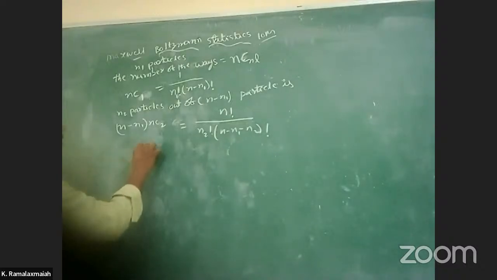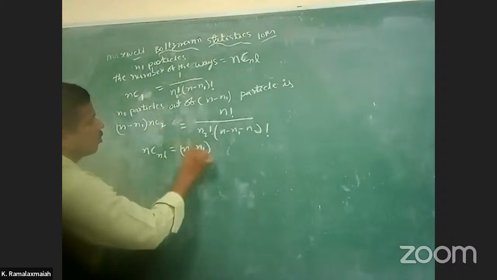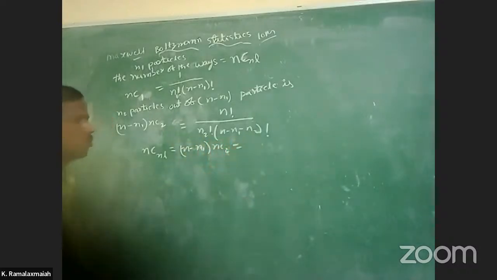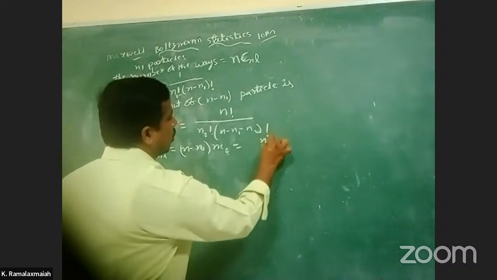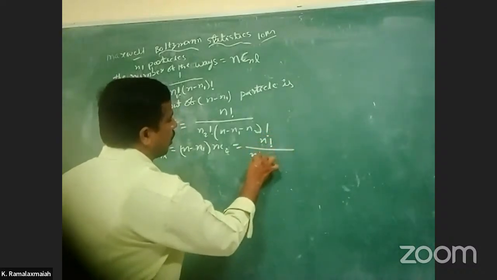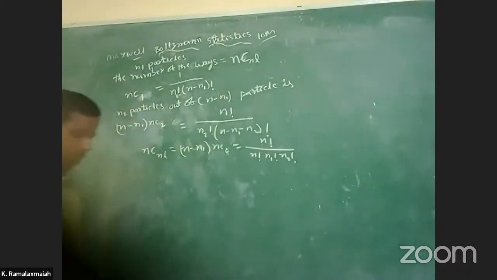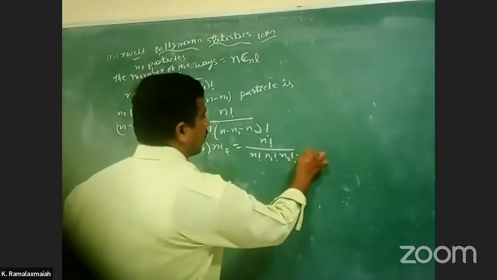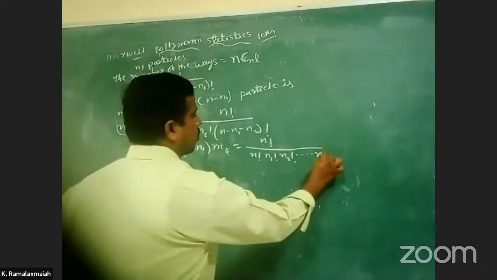Exchange is nCn1 is equal to n minus n1 into (n−n1)C n2 is equal to n factorial by n1 factorial n2 factorial, and so on.